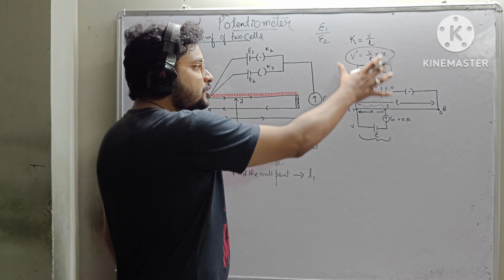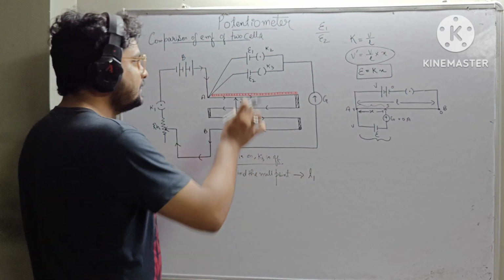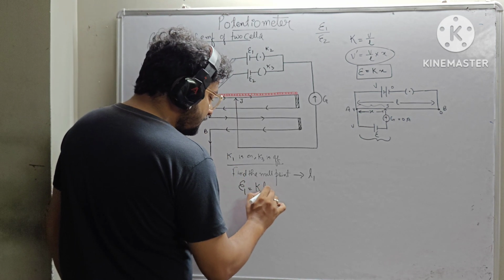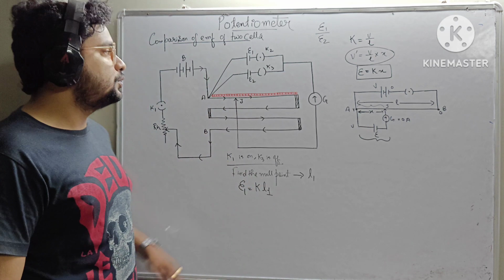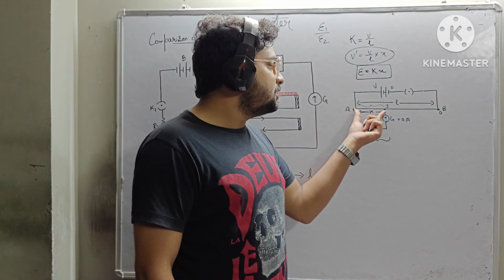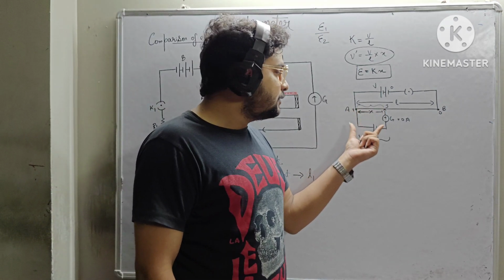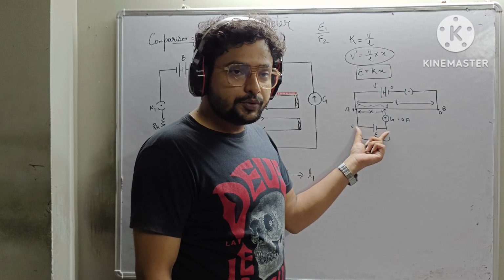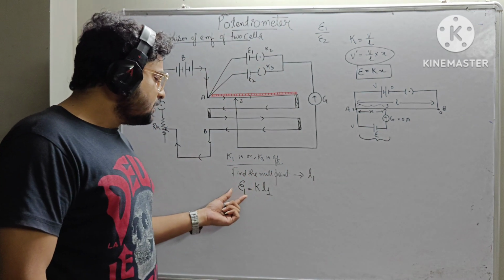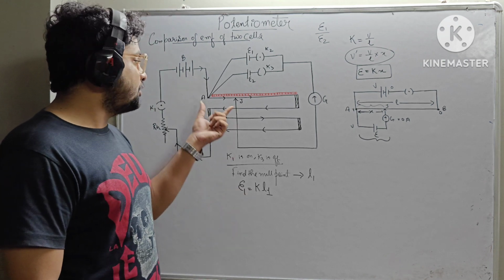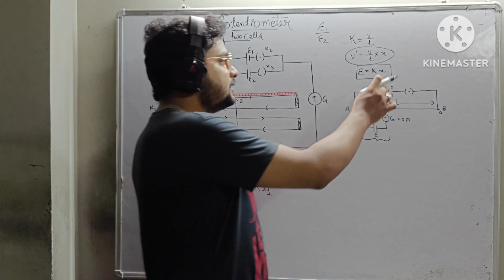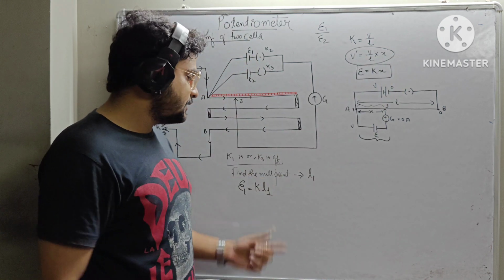By this concept of potentiometer, we can easily say that the EMF of the cell will be equal to K into L1. Because only one cell is included in the circuit, whatever is the potential difference between these 2 points, that only will be the EMF of the cell. Suppose we are getting the null point at a distance L1.